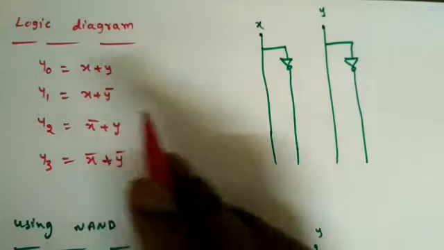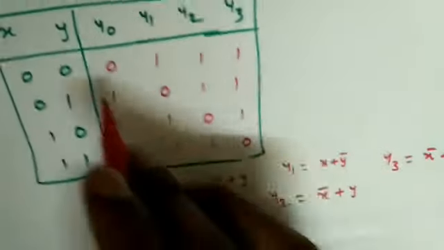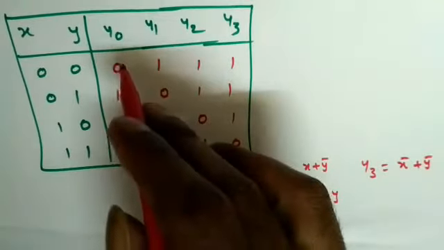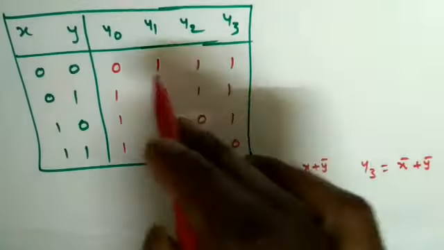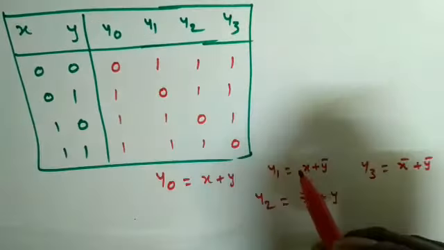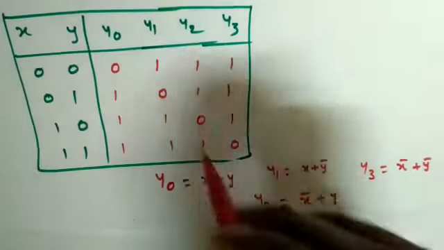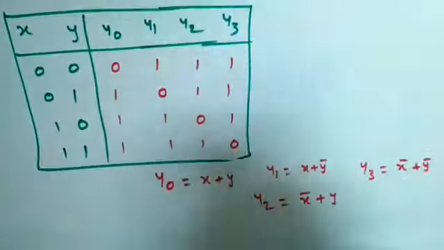Now we'll see how to draw the logic diagram for this 2x4 decoder with active low outputs. Now we got the logic expressions like this, y0 is equal to x plus y and so on. Now if I substitute 0 plus 0, what is the output? I will get y0 equal to 0. 0 plus 1, I will get 1 and so on. Similarly y1, 0 plus 0, 0 plus y bar, so I will get 1, 0, 1, 1 and so on. So even if you substitute these values, I will get these function values only.